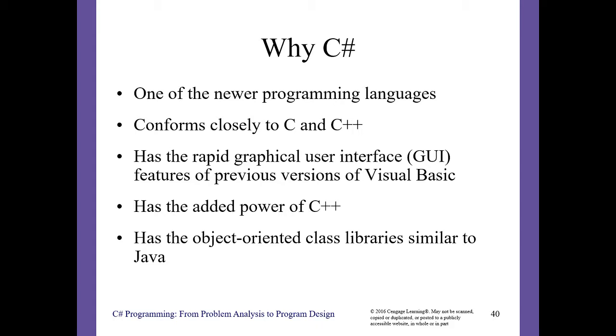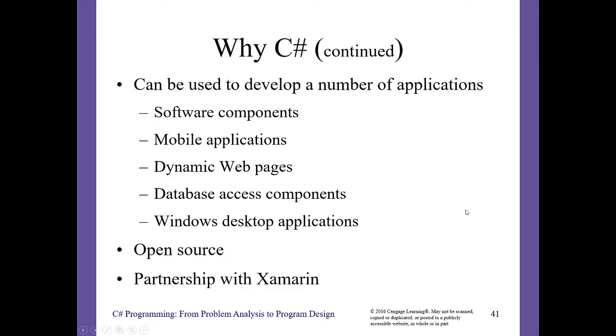C++ and C# are both developed on the original C programming language, developed in the 60s. A lot of Linux and Unix operating systems were developed using C, and I think Windows was as well. It's not based necessarily on C anymore. Now, whenever we're looking with C#, we have some rapid development tools for graphical user interfaces, which are super nice. And we have the benefits of object-oriented class libraries like Java.